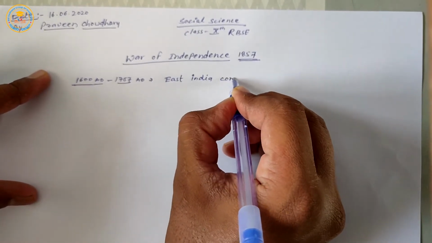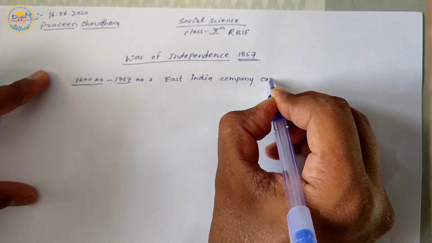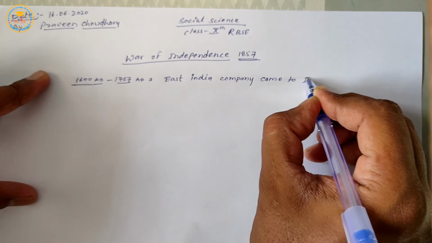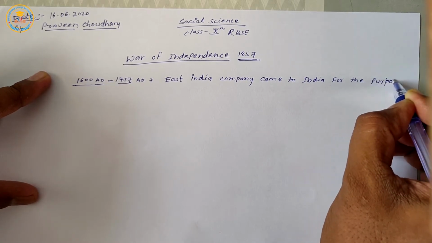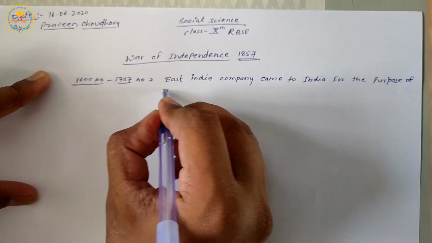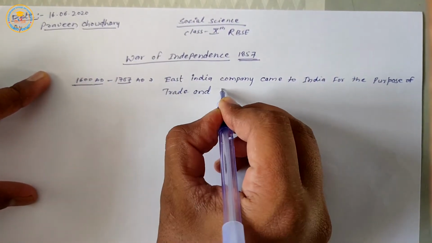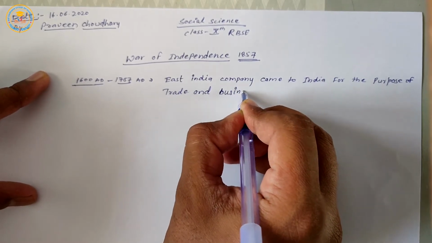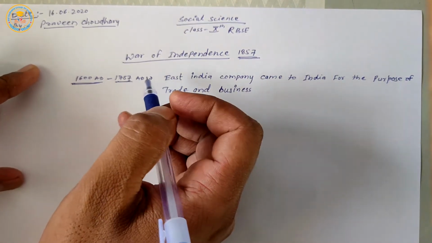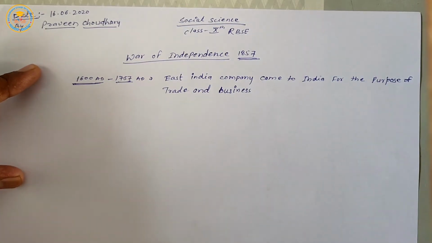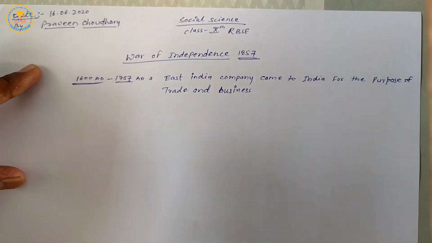The East India Company came to India for the purpose of trade and business. Between the time period 1600 AD to 1757, the East India Company came to India for the purpose of trade and business.